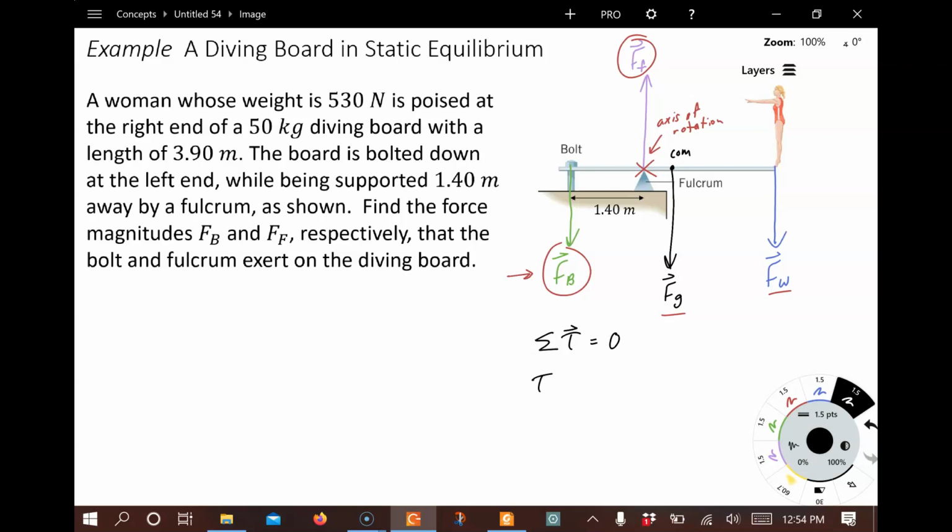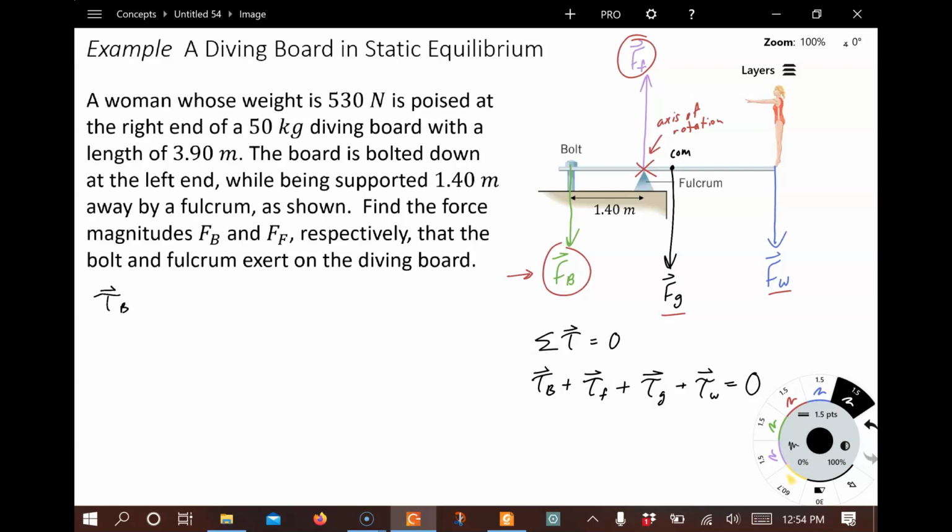We've got the torque due to the bolt, plus the torque due to the fulcrum, plus the torque due to the board's own weight, the gravitational force on it, plus the torque of the woman pushing down on the board. And they all need to sum to 0 because it's at equilibrium. So we need to calculate each one of these torques individually.